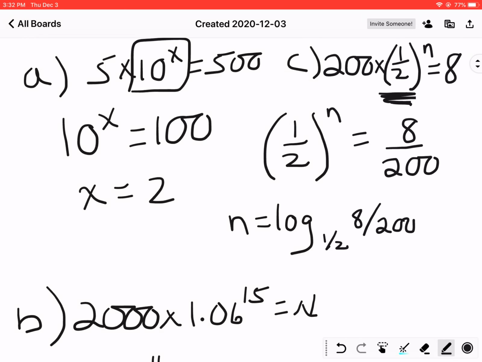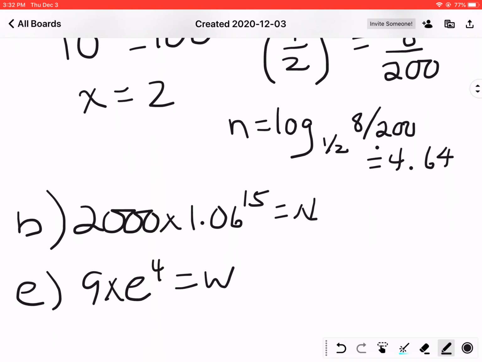And you can, using your a over b button, enter this directly in your calculator. And you're going to get 4.64. I should say roughly 4.64 for that.